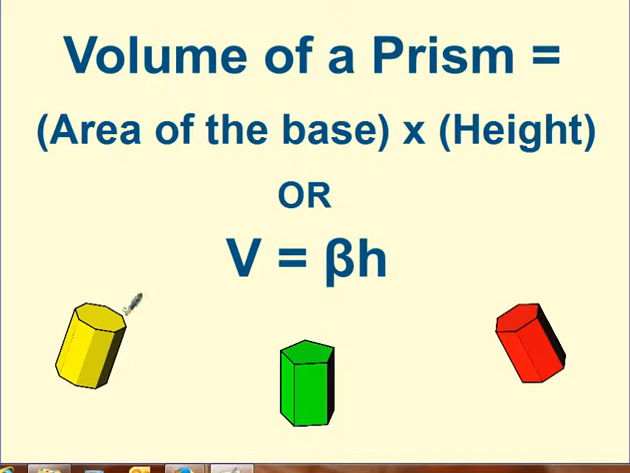Volume of a prism, remember prisms are named for their base shapes, and they also have a height. So the volume of a prism is just simply the area of the base shape multiplied by the height. And when I look at that symbolically, it's V equals capital B times H.